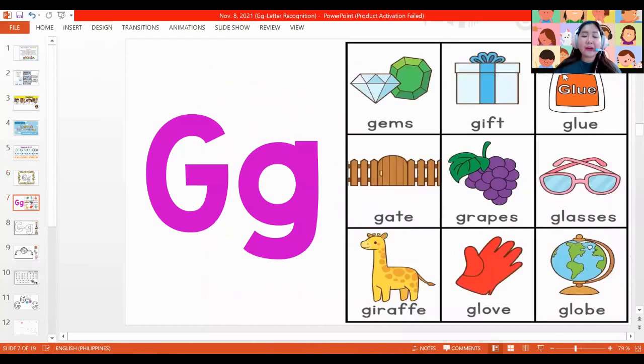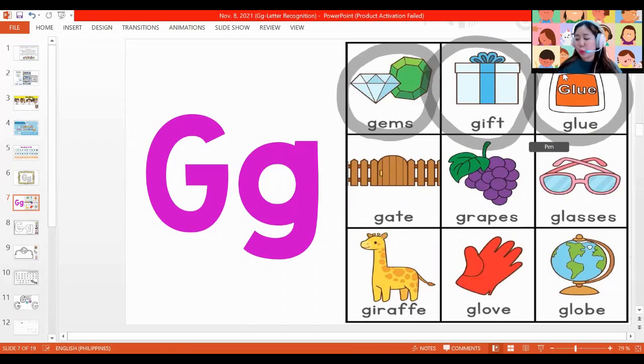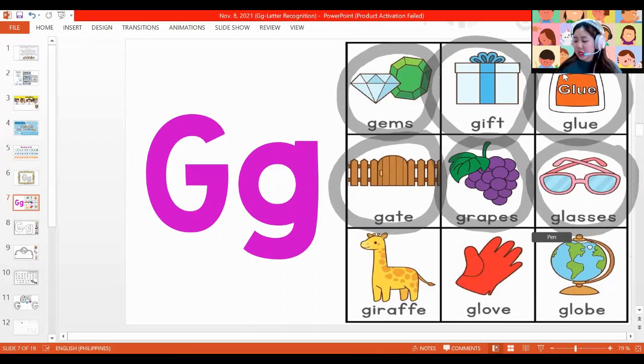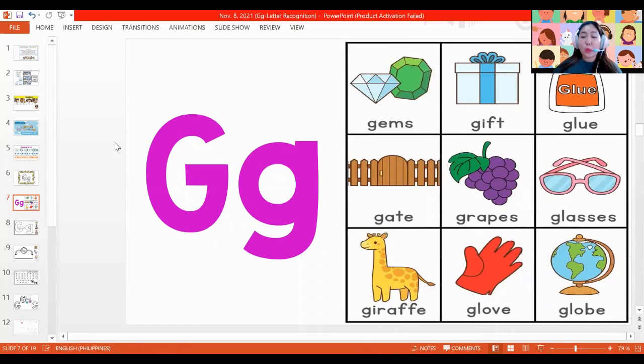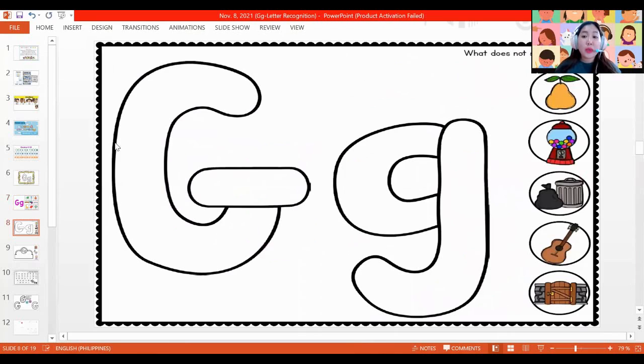Next, here we have pictures that begin with the letter G. We have G is for gems. G is for gift. G is for glue. G is for gate. G is for grapes. G is for glasses. G is for giraffe. G is for glove. And G is for globe. All of these pictures begin with what letter again? Letter G. Very good.